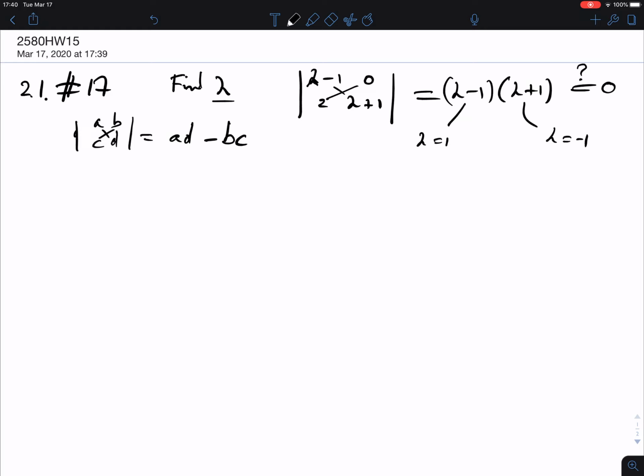Now, this perhaps was a bit easier question. Let me do a similar one, number 18. It was not assigned, but you just do it now, because it's a 3 by 3. So lambda minus 4, 4, 0, minus 1, lambda, 0, 0, 0, lambda minus 5.